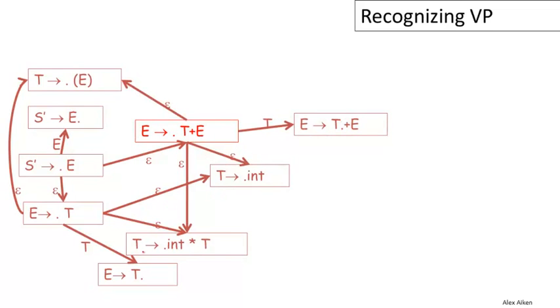And notice here that we already have all three of those items in our automaton. We're just going to states that we went to from the item E goes to dot T. So this item, E goes to dot T plus E, can also move to those three states.